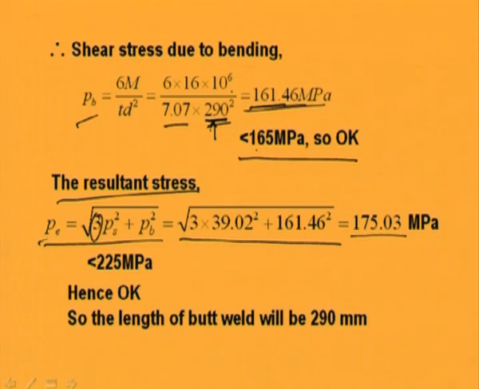So PE, the resultant stress, has to be less than 225 MPa as per the Codal provision. In our calculation also we are getting the resultant stress as 175.03 MPa, which is less than 225 MPa. So this is okay.